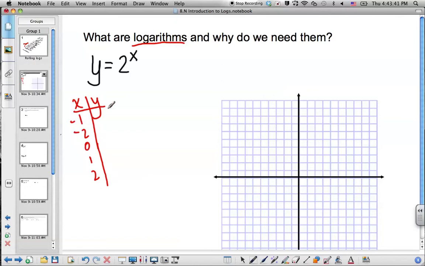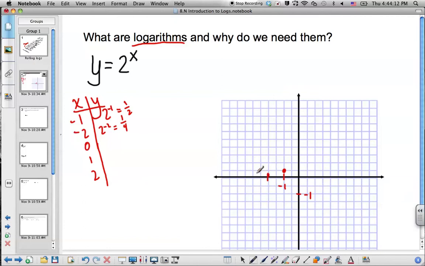So if I had -1, we have 2 to the negative 1. They know what that means now, right? That's just 1/2. So I'll go over here, and this down here is -1. So if I have -1 and then 1/2, that would be right here. -2 then is 2 to the -2, giving us 1/4. So if I have -2, we're getting closer right here.